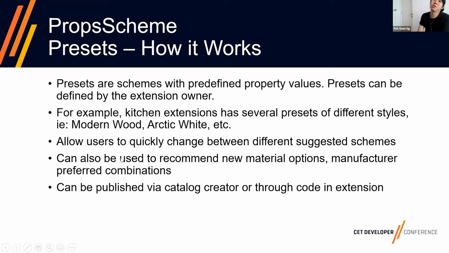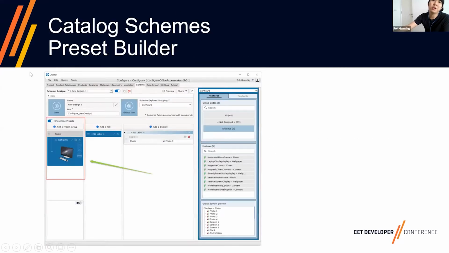So for presets, how do you do this? You can define a preset through code in the extension, or you can publish a preset through the catalog creator. On the catalog creator side, this is the preset builder. You would have a show and hide preset option here. This is basically to cater for people who don't use presets, so they don't have to see this column all the time. When they toggle this column, then they get to see this. They can add a new preset group, and each group is basically an entry in the drop-down filter that I mentioned just now. You can have a preview image for it.